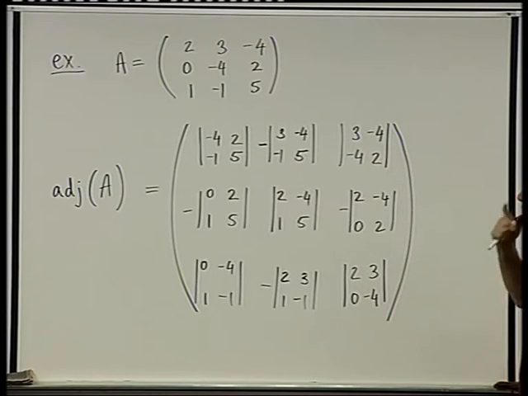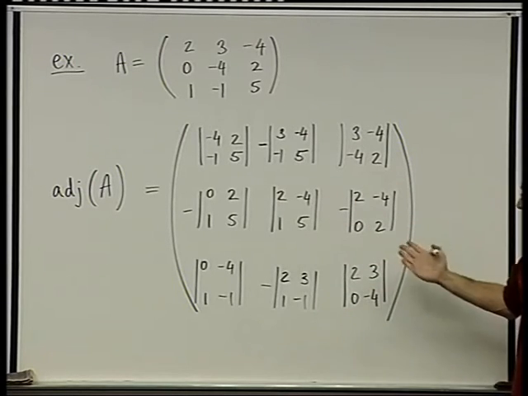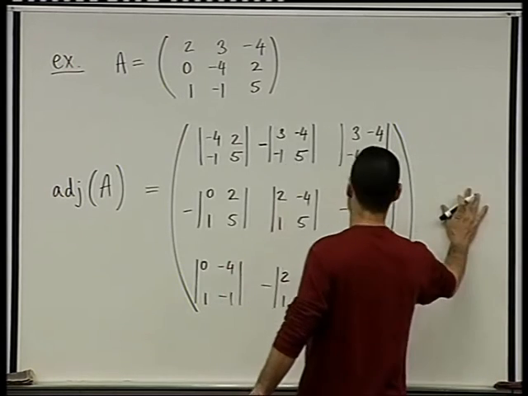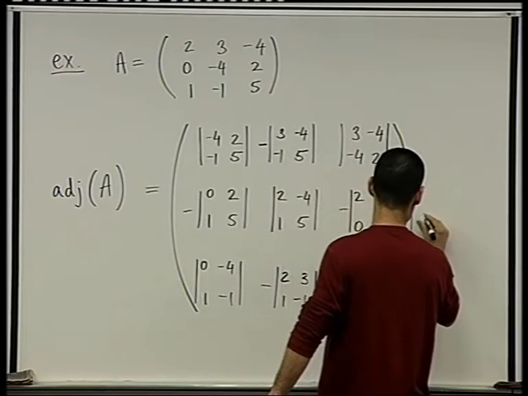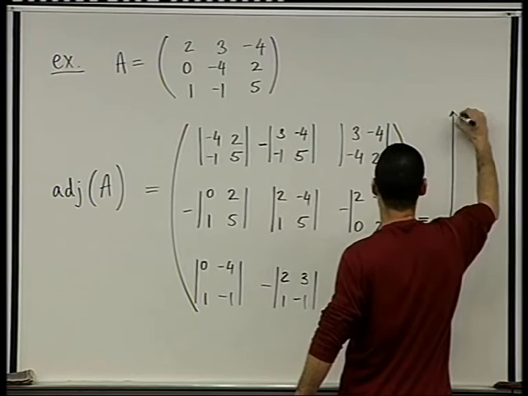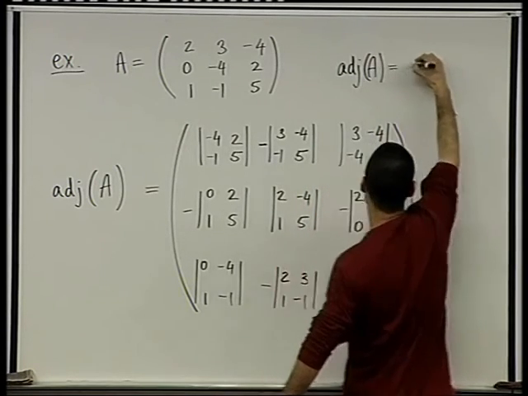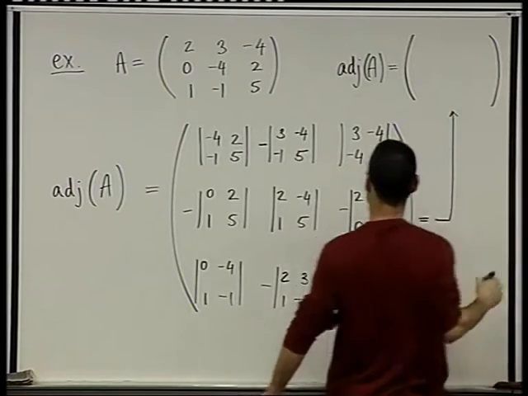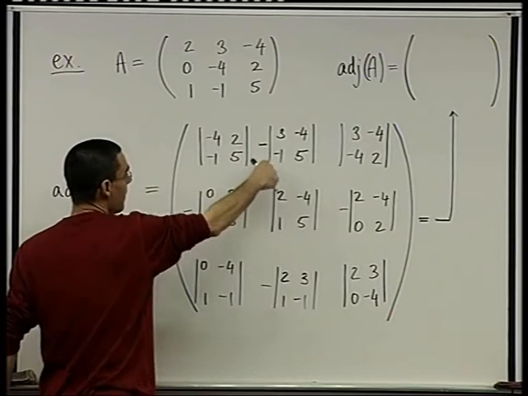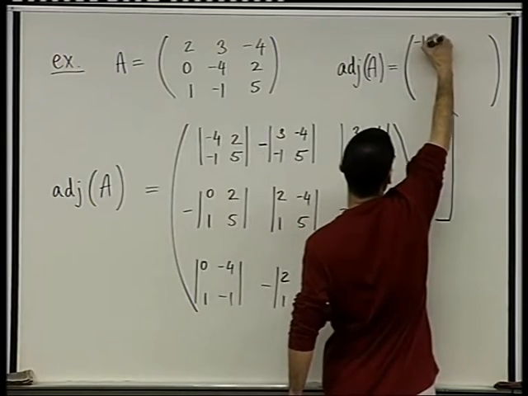Good? Okay. So, we're not going to leave it like this, right? We can now calculate it explicitly. So what do we get here? No space left. So let's do this. Adj A equals, and now let's calculate these numbers. So it's minus 20 minus minus plus 2. So it's minus 18 here.